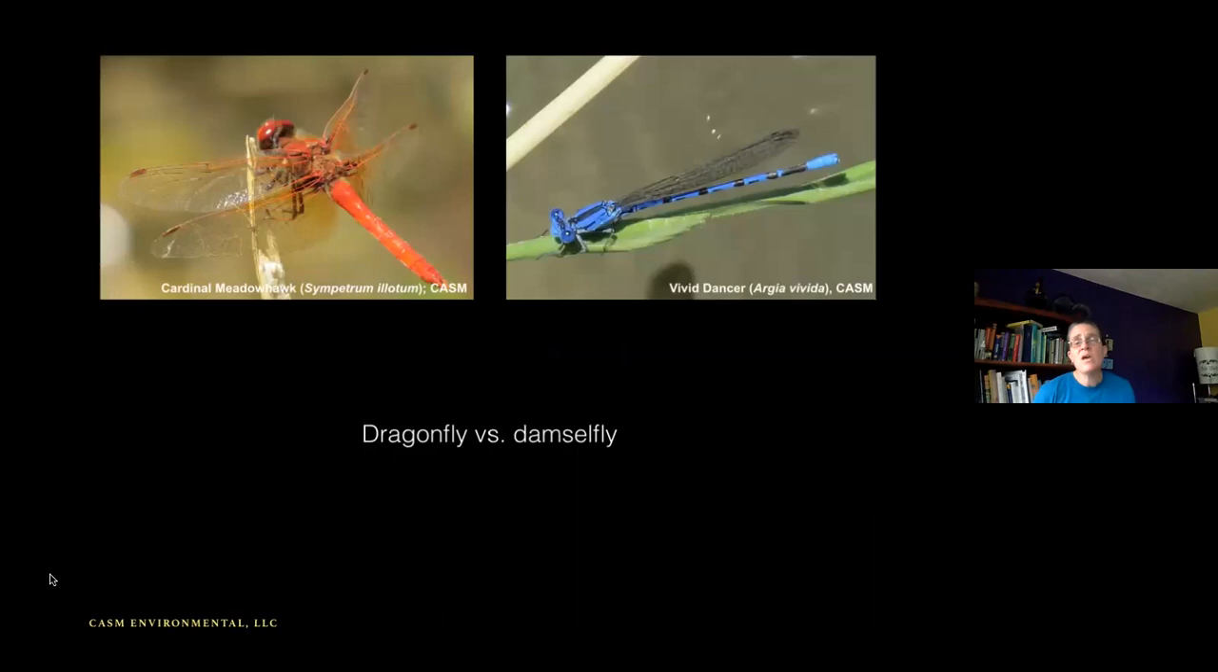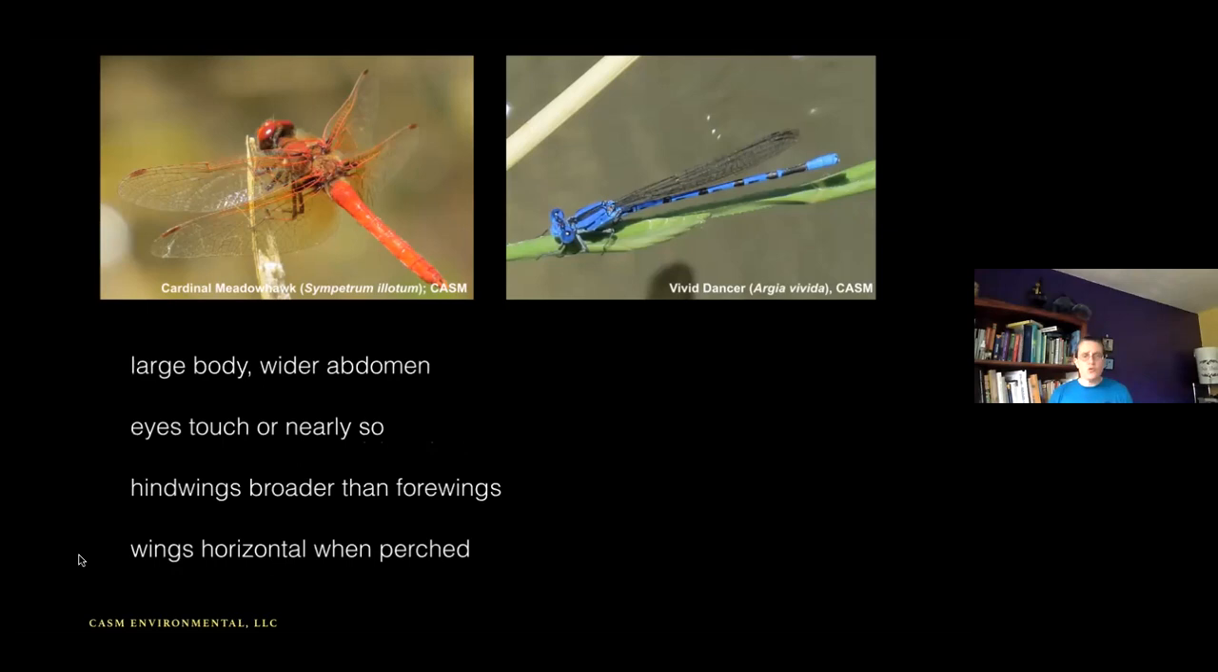And one of the first questions that people have is, how do I tell the difference between a dragonfly, and you see one represented there by that beautiful cardinal meadowhawk, a species you're going to see pretty frequently during your surveys, versus a damselfly, represented here by that gorgeous vivid dancer. Those are really abundant at our site that is located furthest east. It's not that difficult, you just need to know what to look for. So dragonflies in general, as the name implies, are larger, sturdier, stouter. They have a bigger body. Their abdomen is wider. A lot of damselflies have almost a thread-like abdomen. So a broader abdomen on the dragonflies. And if you look at the head, it looks just bright red and shiny in front of the head of that meadowhawk. Well, those are the eyeballs, right?